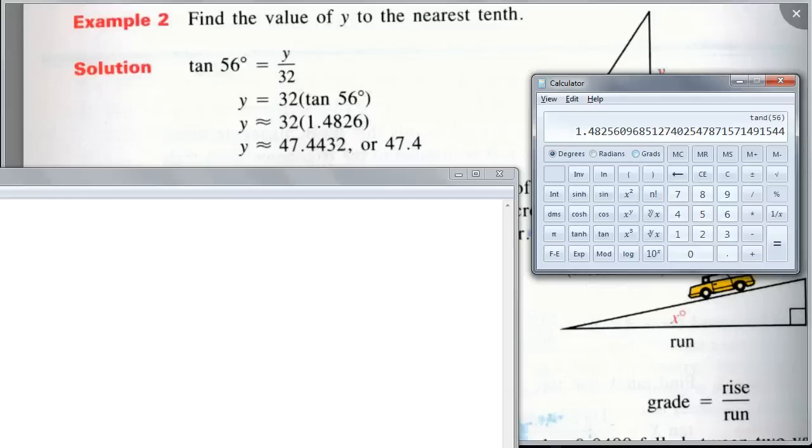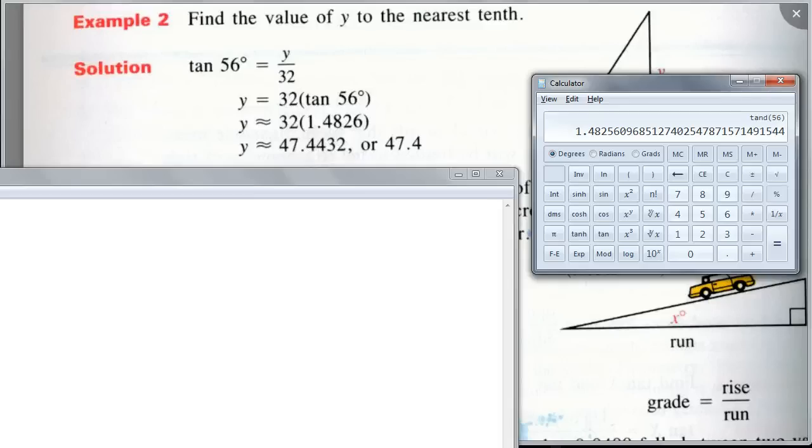Yes? How come it says tan here while it says tan on the screen? This is tanh. That's something else, a different function. No, on the top right? Oh, right above the number? I don't know. Don't worry about it.